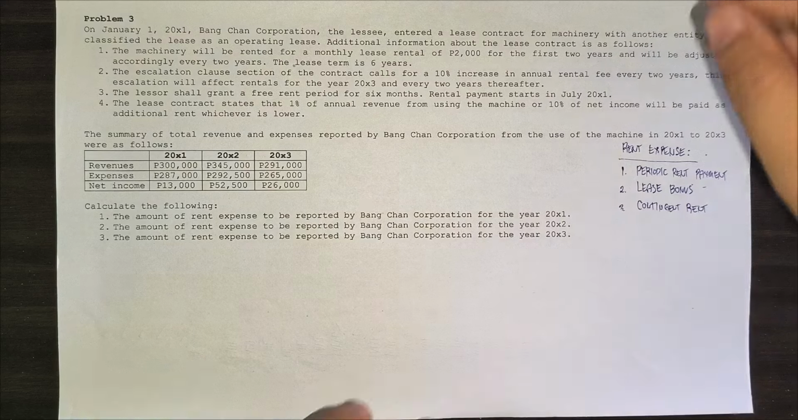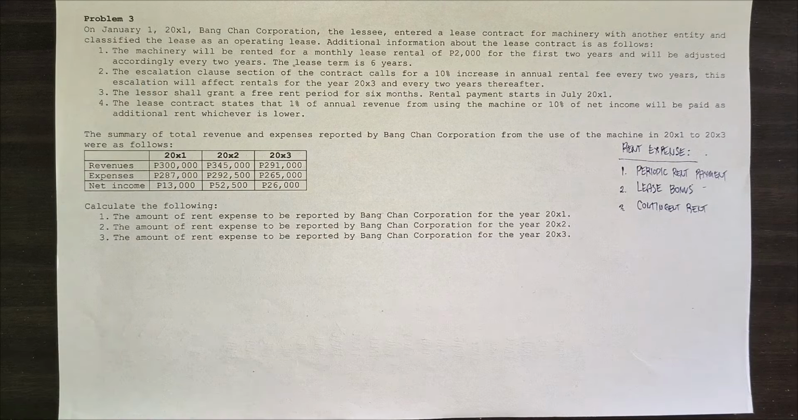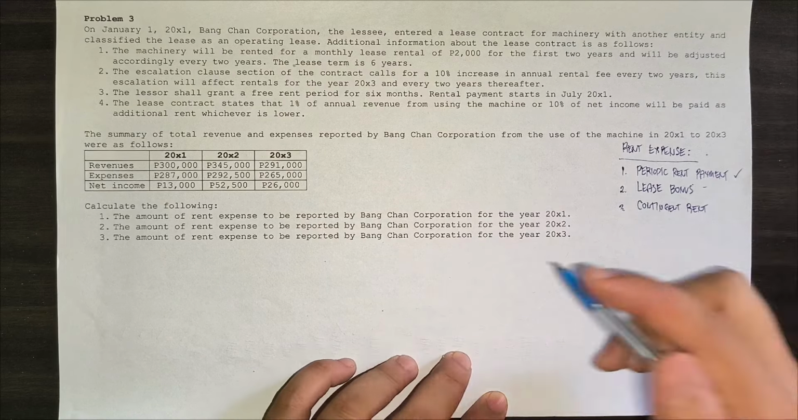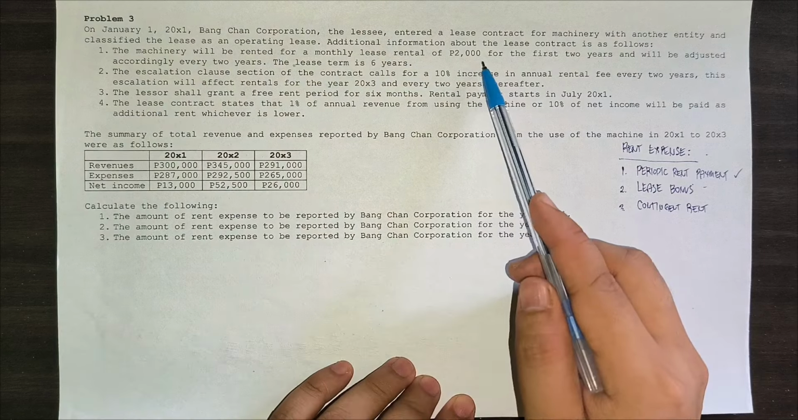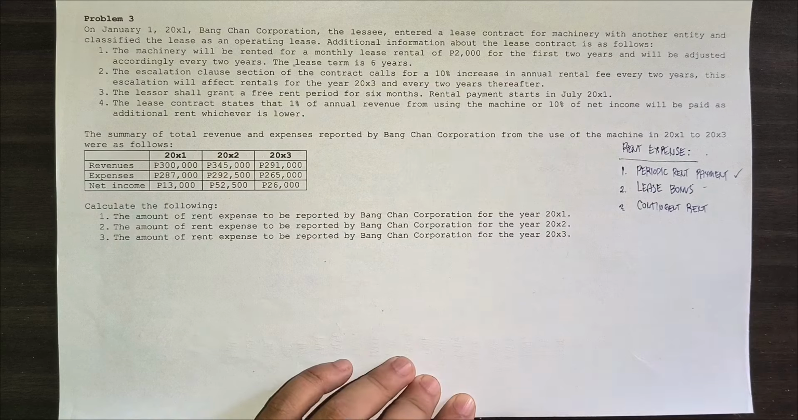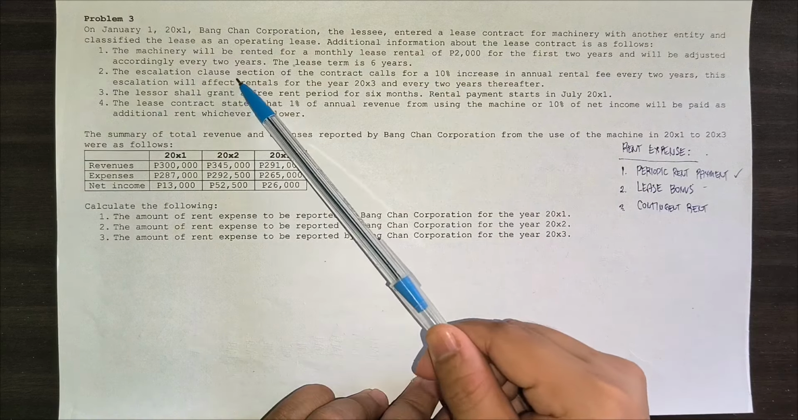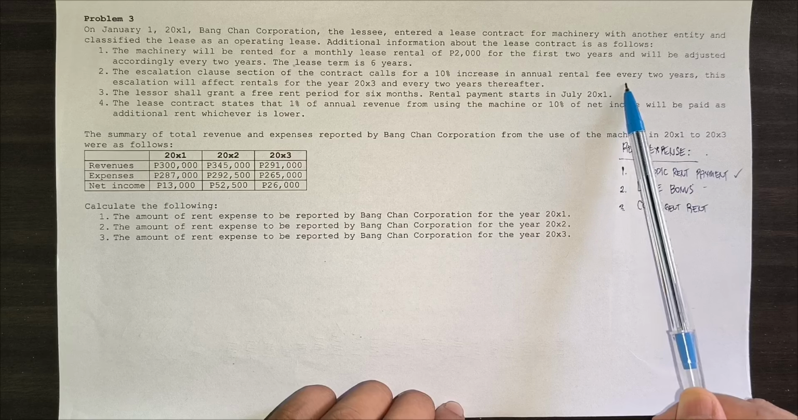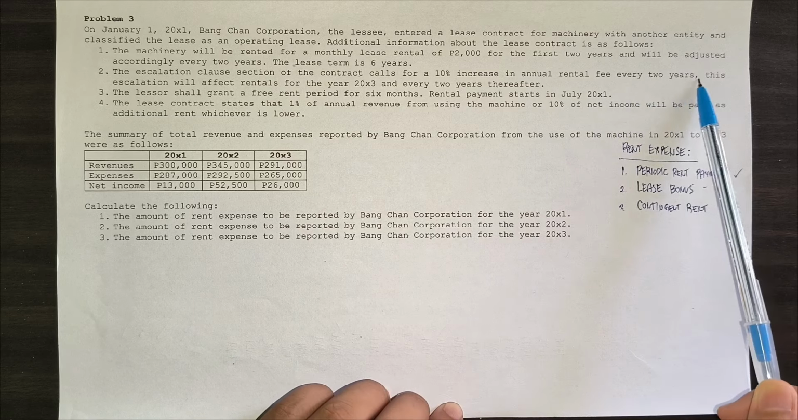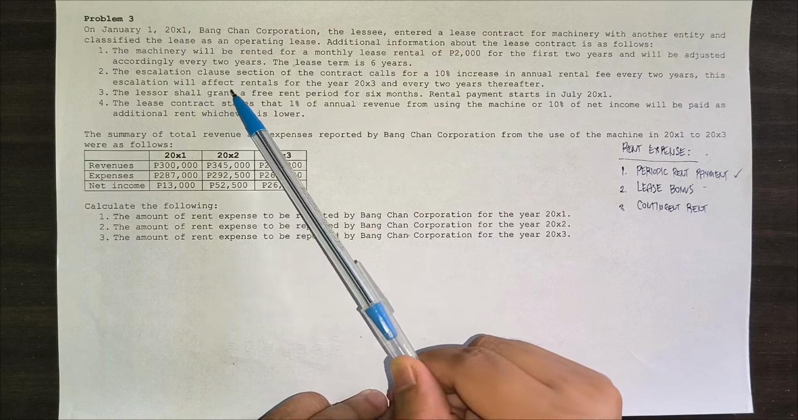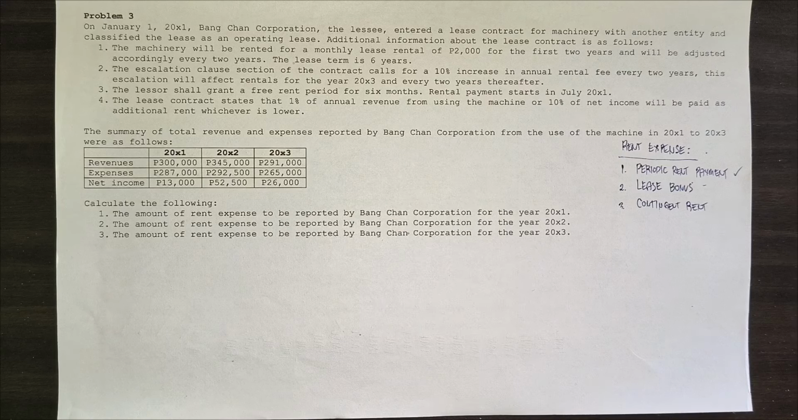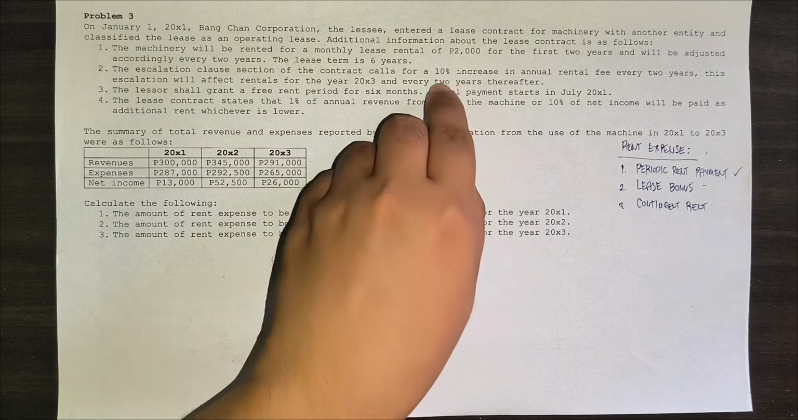So sa number 1, class, no, yung number 1 na provision ng lease contract. So pasok siya doon sa periodic rent payment. So yan yung periodic rent payment ng lease contract. Number 2, so binanggit kanina sa number 1, class, no, it will be adjusted accordingly every 2 years yung rent. Okay? The escalation clause section of the contract calls for a 10% increase in annual rental fee every 2 years. Okay, every 2 years. This escalation will affect rentals for the year 20X3 and every 2 years thereafter. So, ibig sabihin, class, yung annual rent every 2 years is mag-i-increase by 10%.